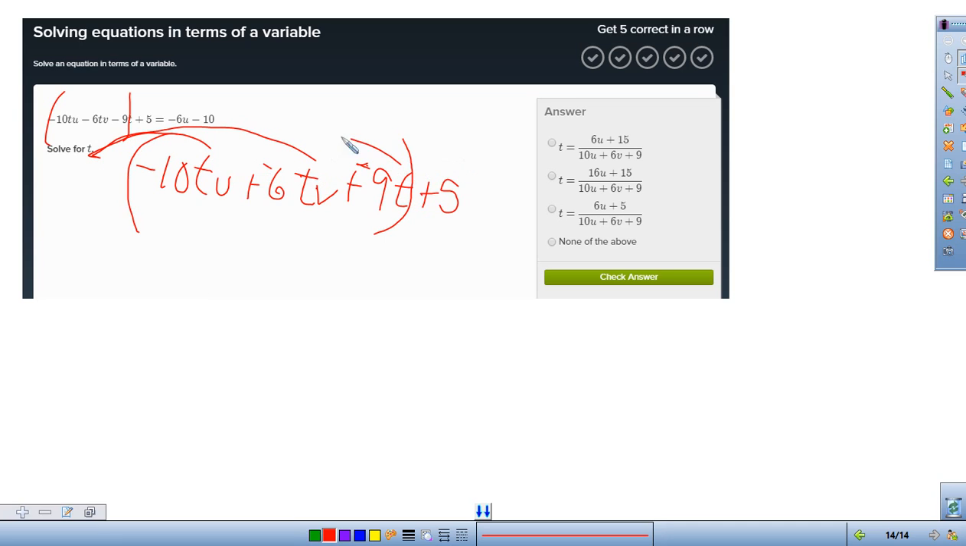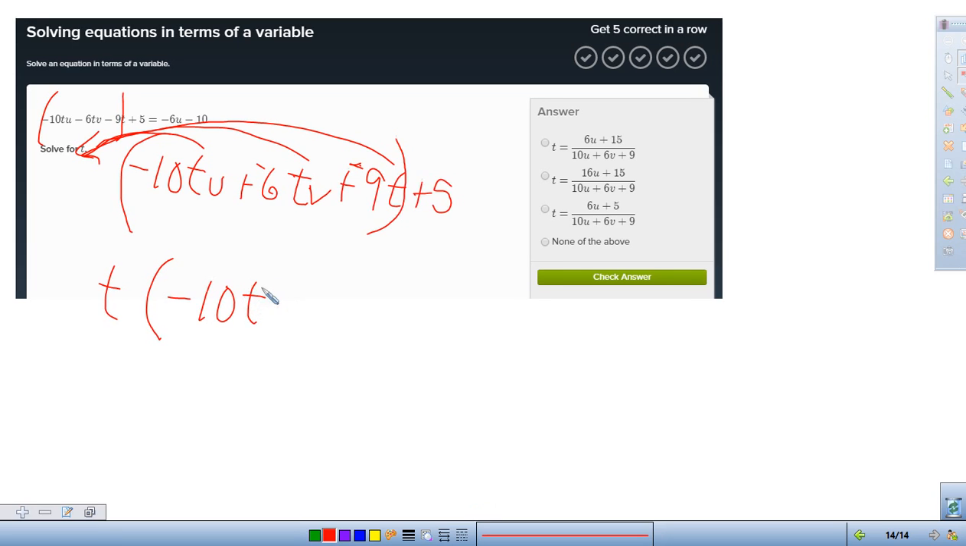This is when we factored, remember, distribution property in your pre-work. So we take the t outside and we write what's left inside. Negative 10 t, oops, sorry, no t, made a mistake there. Get my eraser on that t. I factored the t out, right? So I can't forget that. Negative 10u plus negative 6v plus negative 9 plus 5 equals negative 6u minus 10.